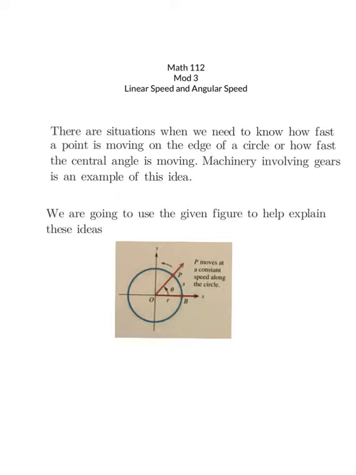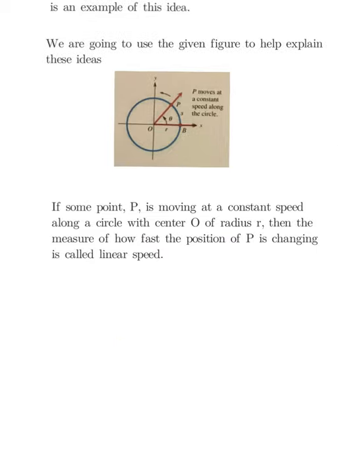We are going to use this given figure with point P and then a given angle on there to help explain these ideas. If some point P, and here's P on our circle, is moving at a constant speed along the circle, so if it's moving along here, just the P, around the edge of that circle, then the measure of how fast P is changing is called the linear speed.